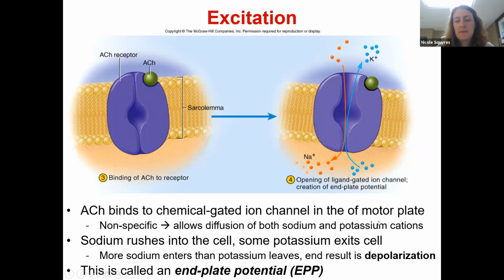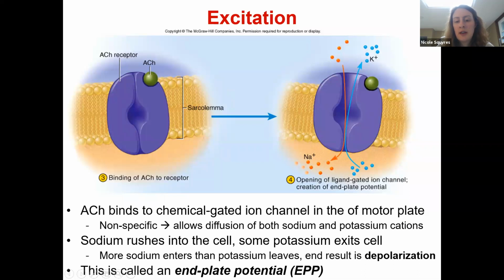And this is actually a rather non-specific channel, meaning that it allows for the diffusion of both sodium and potassium cations. So based on what we've talked about before about the concentrations of these ions, we would expect, and what we will see is that sodium is going to rush into the cell and some potassium is going to exit the cell. But more sodium enters than potassium leaves. And so you have this inward rush of positively charged sodium ions. So you're going to wind up depolarizing the muscle cell. And we refer to this depolarization as an end plate potential.